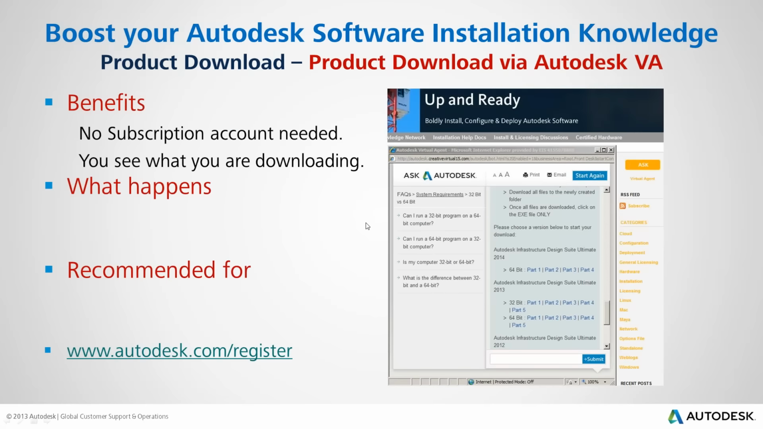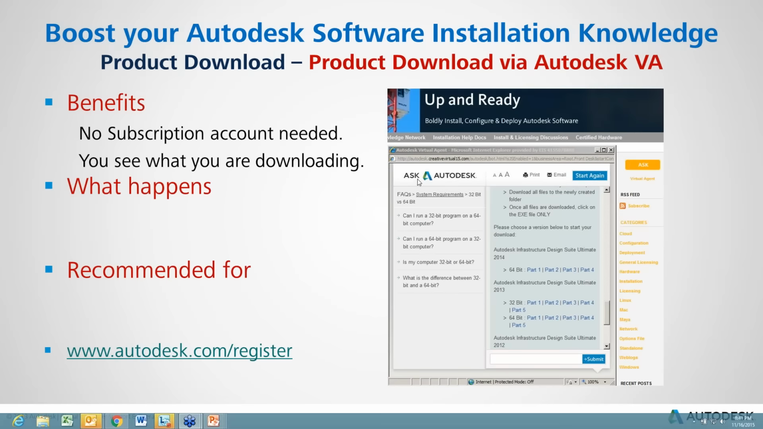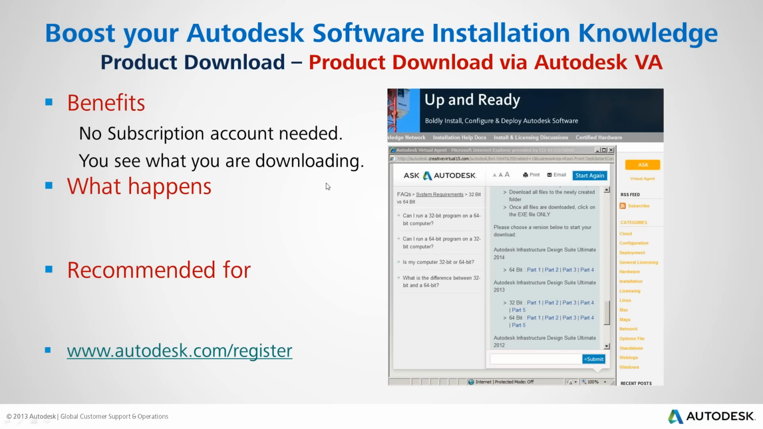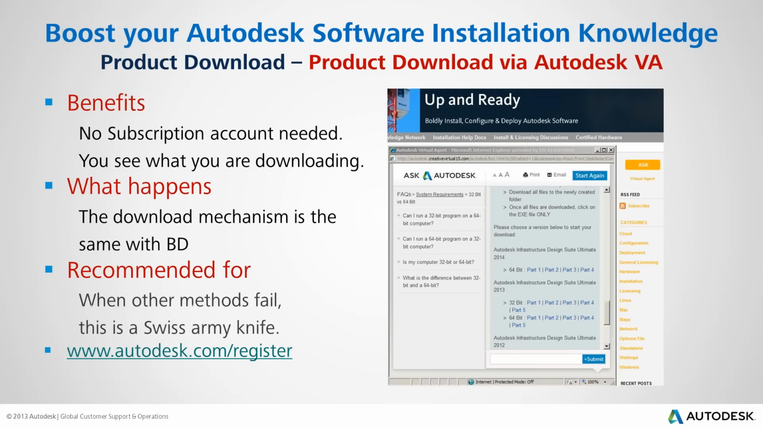Okay, and this is the download via the virtual agent. This is also, if the previous three methods are via your Autodesk account, the virtual agent is available on our website. You can go to autodesk.com/register, and you'll be able to see downloads via the virtual agent. I'll give you a little demo here. But the download method is the same as the browser download.